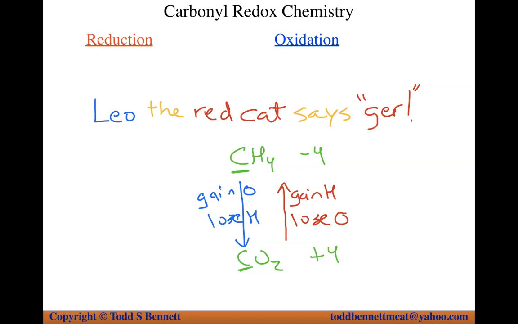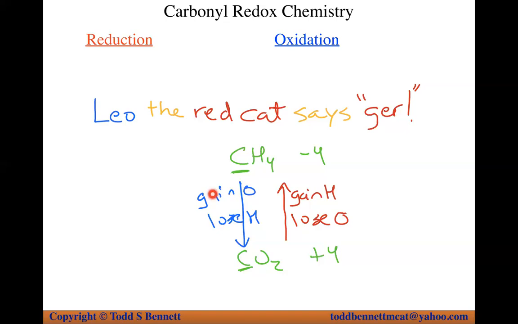So we are going to consider oxidation state from time to time, but more often than not, we're going to decide: did it gain bonds to more electronegative atoms such as oxygen, or did it gain bonds to less electronegative atoms like hydrogen, or did it lose bonds to less electronegative atoms like hydrogen, or did it gain bonds to more electronegative atoms like oxygen?